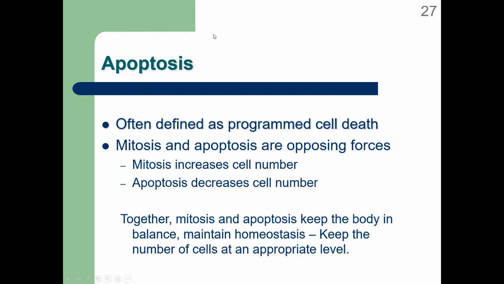We refer to apoptosis as programmed cell death. Apoptosis and mitosis are opposing forces. One increases the number of cells, the other decreases them by killing them. Together, they maintain homeostasis. They keep the number of cells at an appropriate level. If I have too many, some will die. If I have errors that would result in something being not in balance, not working properly, I will get rid of those cells.